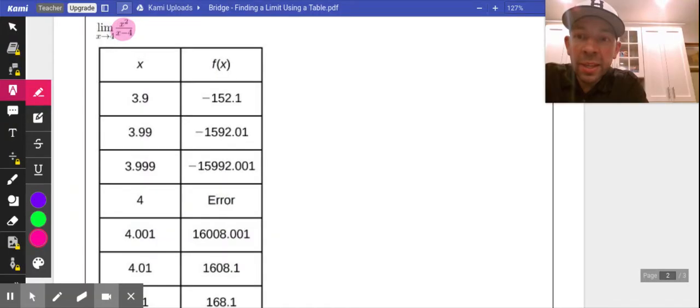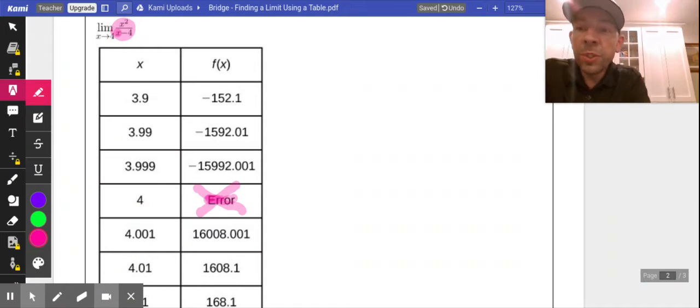And you'll notice by looking at the denominator, x is not allowed to equal 4 because then you'd be dividing by 0, and that's why you see the error or the does not exist mention there. But again, it doesn't even matter. We're just going to cross that off. That doesn't affect my answer at all.